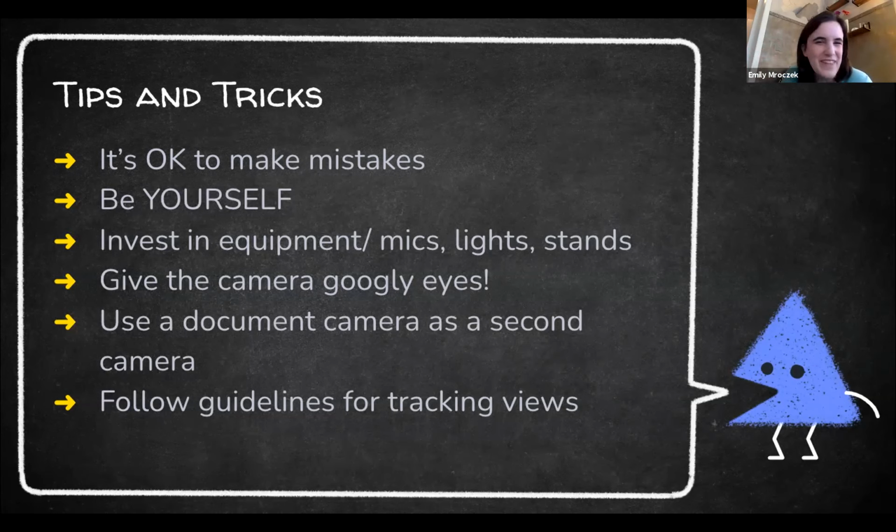Another thing I've heard of that I don't like doing is giving the camera googly eyes, and that makes sure that you're looking straight at the camera and not down or to the side or all over. And then something else that is helpful is using a document camera as a second camera. That can be a way to show books closer up.